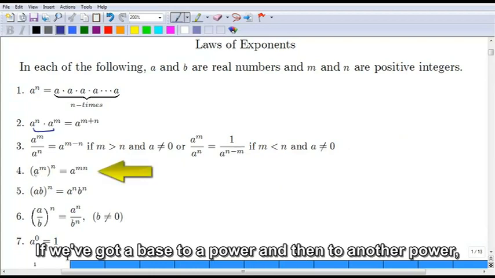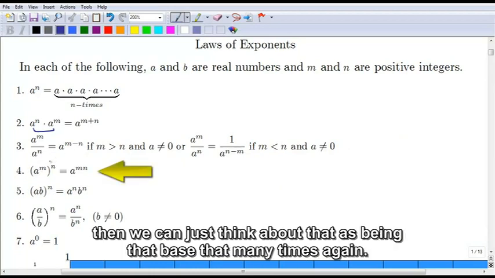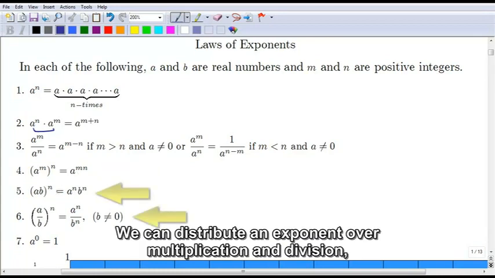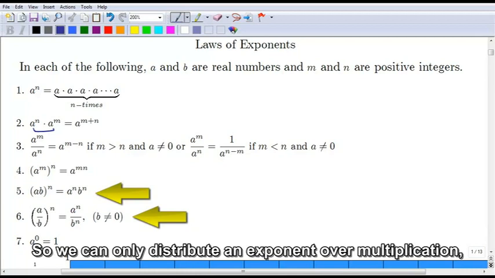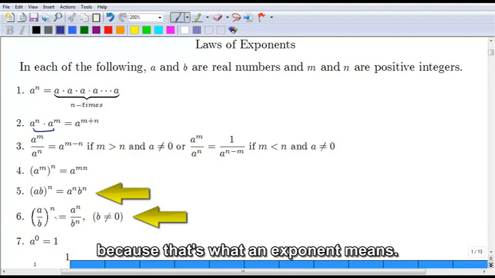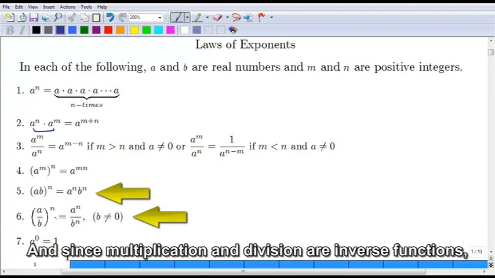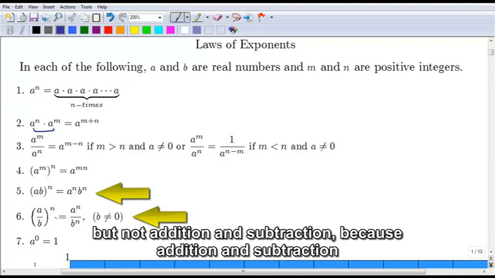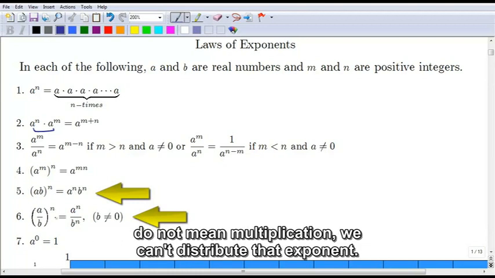If we've got a base to a power and then to another power, then we can just think about that as being that base that many times again, so we can multiply the exponents. We can distribute an exponent over multiplication and division, but not addition and subtraction. We can only distribute an exponent over multiplication because that's what an exponent means. It means to multiply. And since multiplication and division are inverse operations, we can distribute an exponent over either one of those, but not addition and subtraction, because addition and subtraction do not mean multiplication, so we can't distribute that exponent.